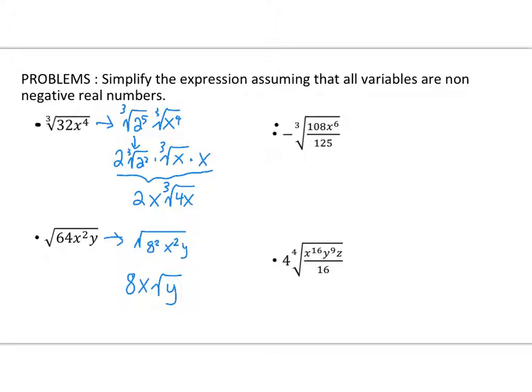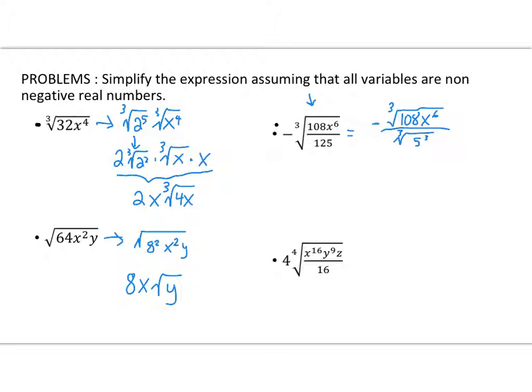Now I will do the problem where I have the negative cube root of 108 x to the sixth divided by 125. Here's how we deal with fractions when we have a radicand that's over both the fractions. I will put the negative up on top, so I'll have the negative cube root of 108 x to the sixth over the cube root of 5 cubed.